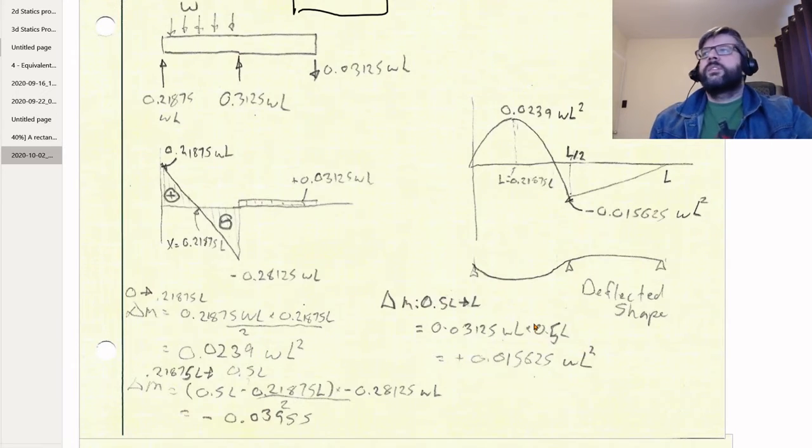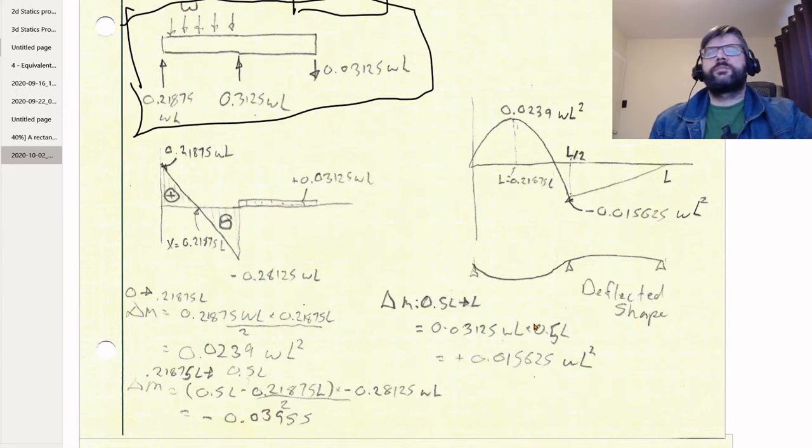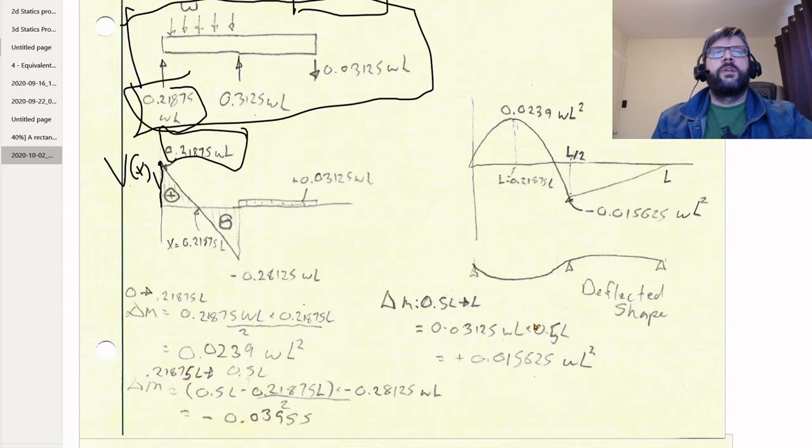So just put in all that on a free body diagram here. So we can go from there and we can fill out our shear diagram. So our shear diagram, we got at the start this point load pushing up from our reaction. So from 0, we go up there immediately to that amount, 0.21875 WL. And then we slant downwards.